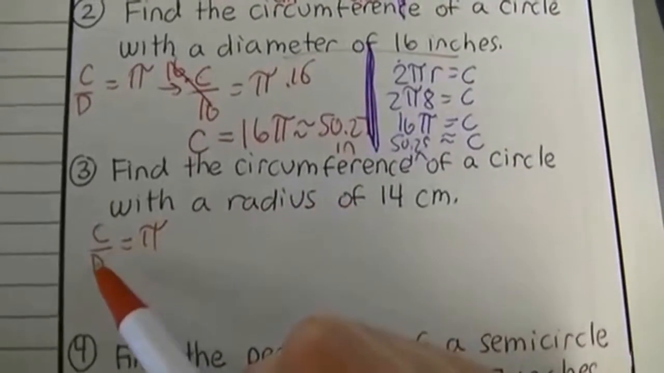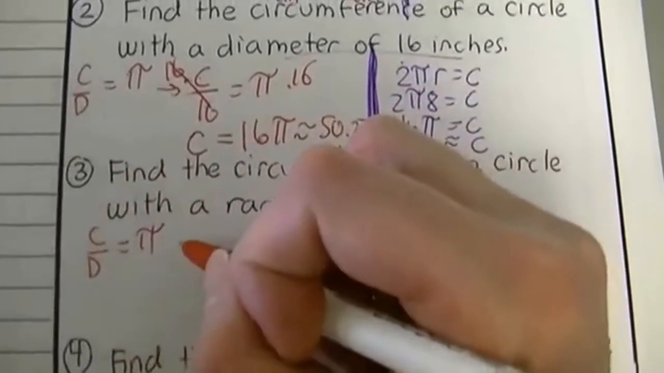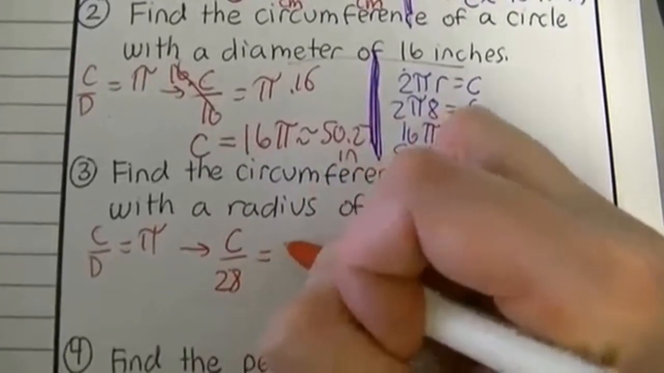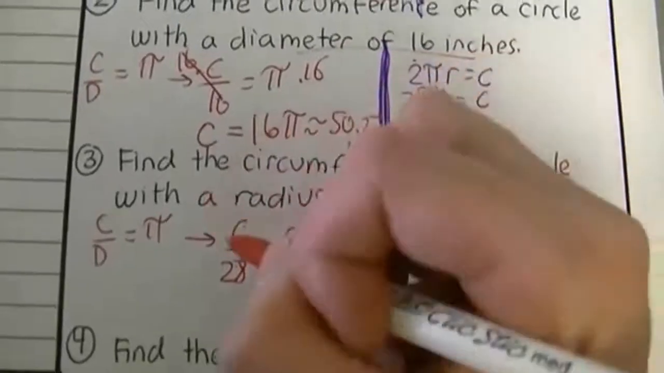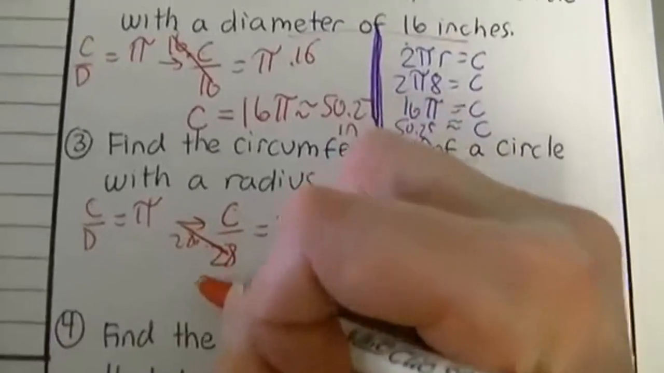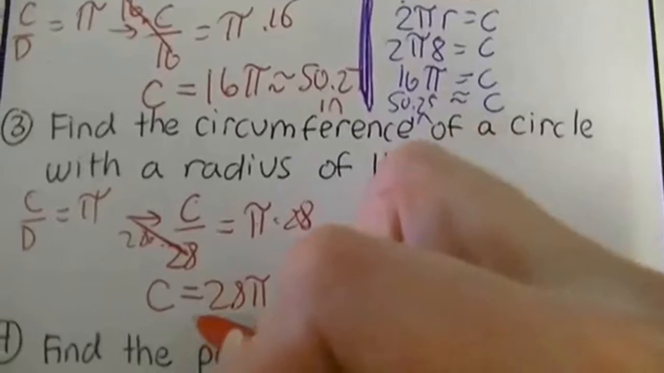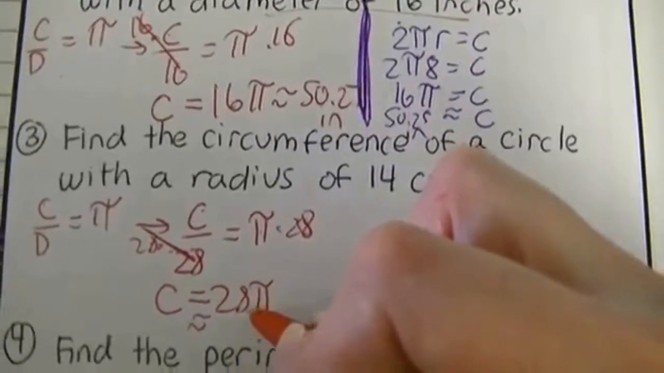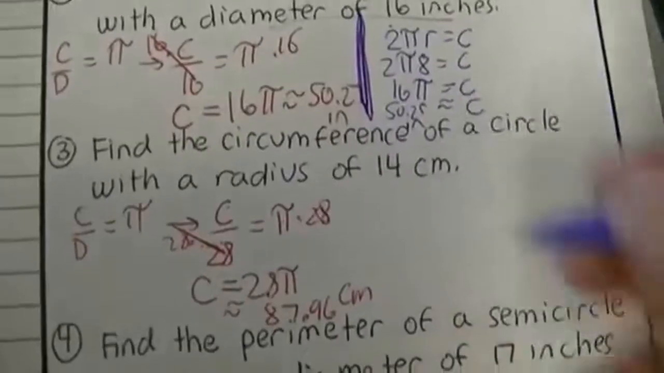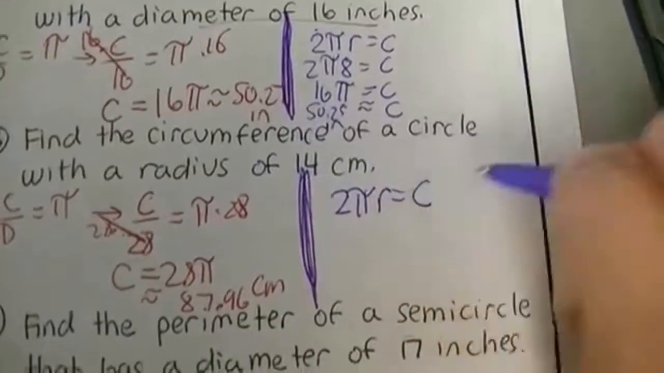I know the radius, but I don't know the diameter until I go radius times 2. So circumference divided by 28 will equal pi, so I'm going to multiply by 28 on both sides. 28 divided by 28 is 1. 1 times C is C. That's going to equal exactly 28 pi, which is approximately, when I go 28 times pi, 87.96 centimeters.